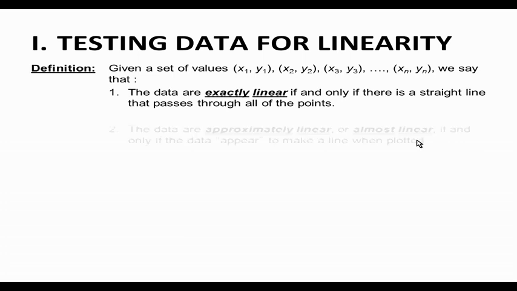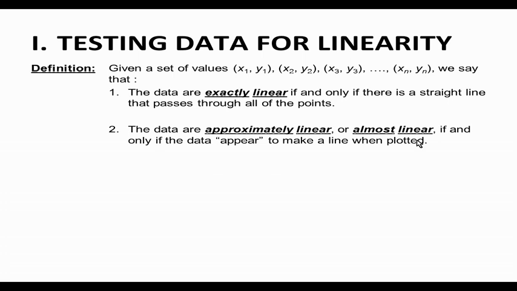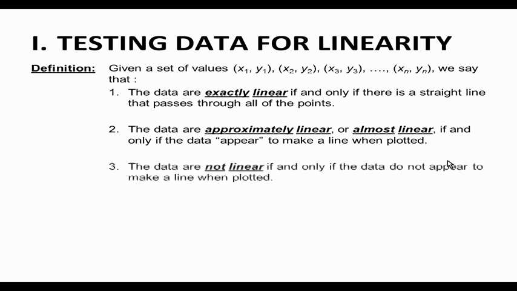Number 2. The data are approximately linear or almost linear if and only if the data appear to make a line when plotted. So it's kind of like they almost line up, but maybe 1 or 2 is kind of not with the others. And number 3, the data are not linear if and only if the data do not appear to make a line when plotted. It's kind of like they're just all over the place, or perhaps maybe they're making a curve. They're looking something like that instead of kind of a straight line thing.